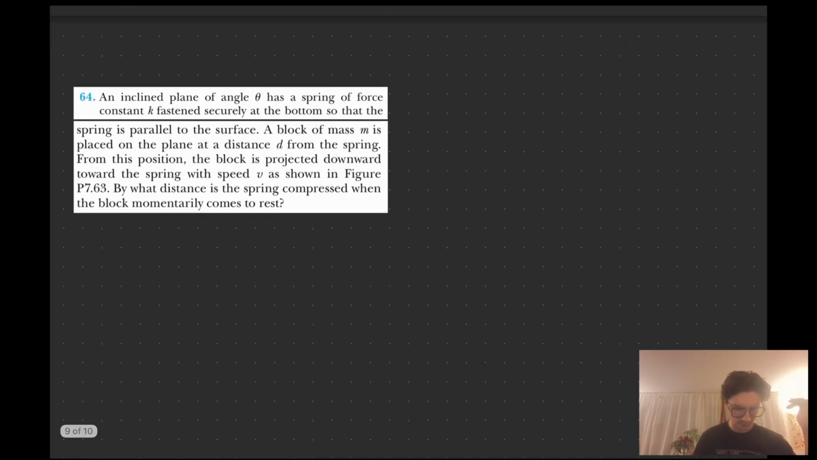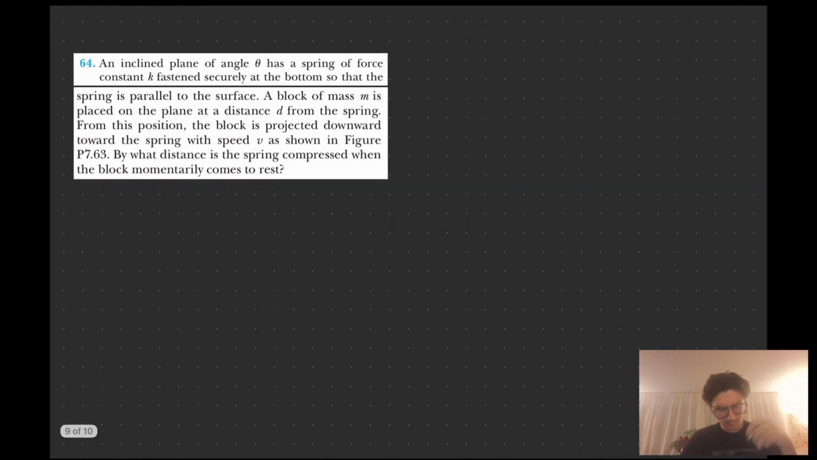So let's read this problem together. An inclined plane of angle theta has a spring of force constant K fastened securely at the bottom so that the spring is parallel to the surface. A block of mass m is placed on the plane at a distance d from the spring. From this position, the block is projected downwards toward the spring with a speed v, as shown in figure 7.63. By what distance is the spring compressed when the block momentarily comes to rest?